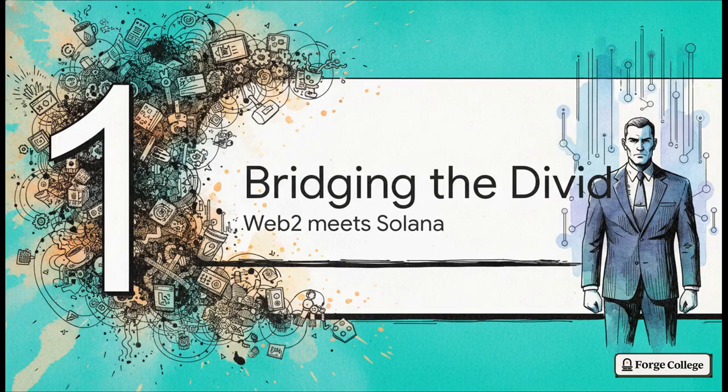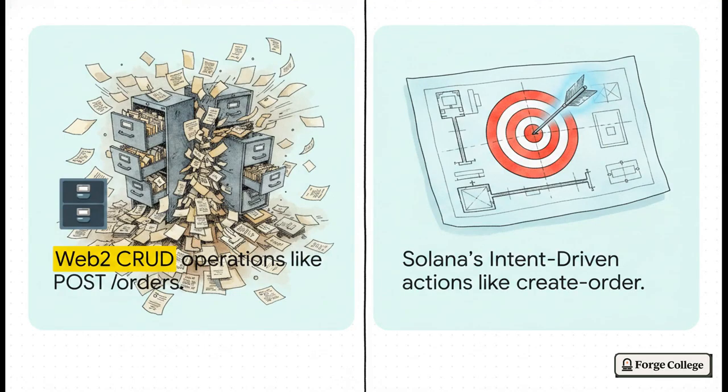All right, part 1, bridging the Web2 Solana divide. Picture this boundary for a second. It's the exact spot where the chaotic, over-caffeinated, move fast and break things world of Web2 slams right into the strict, rule-following bouncer that is the Solana blockchain.